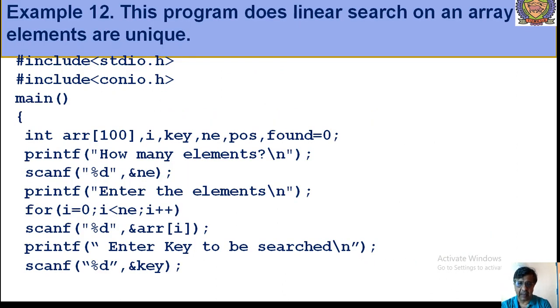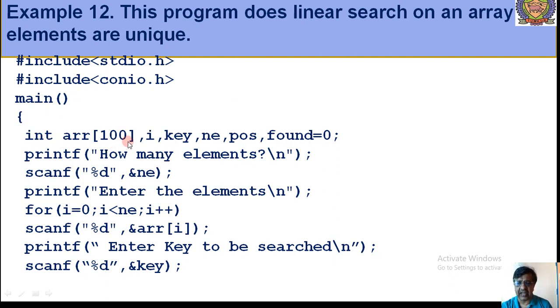So we will take example number 12. This comes as a cumulative example for our tutorials on arrays. This program does linear search on an array and the elements are all unique. That means all the elements are different. Therefore, if at all a key exists, it will be only one key. The key may be present or the key may be absent. Anyway, it will be only one.